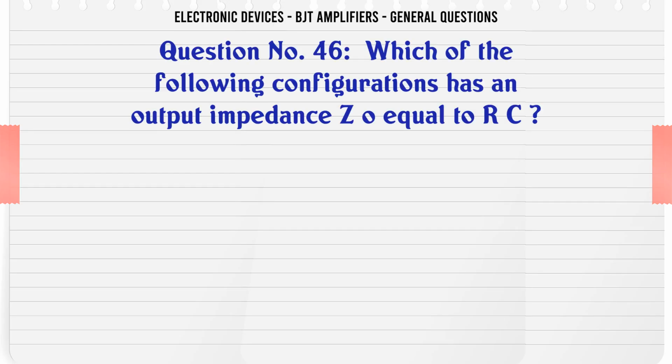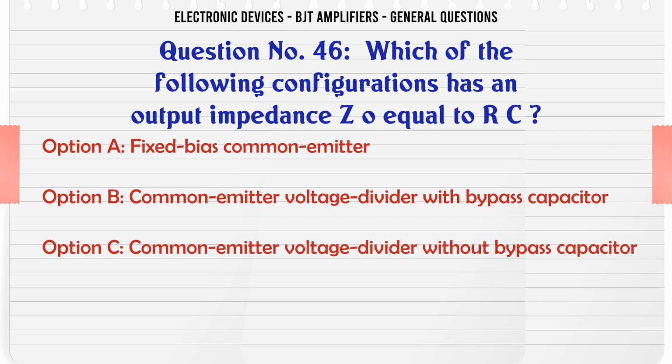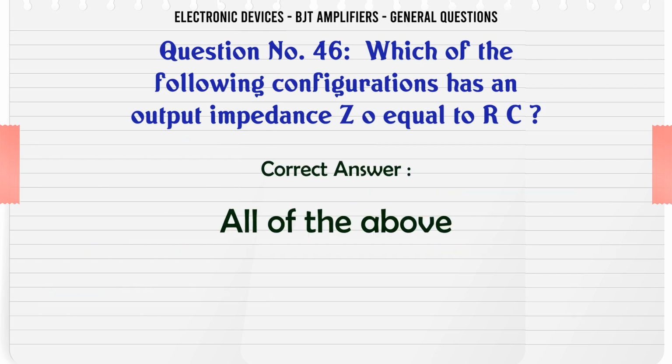Which of the following configurations has an output impedance ZO equal to RC? A. Fixed bias common emitter. B. Common emitter voltage divider with bypass capacitor. C. Common emitter voltage divider without bypass capacitor. D. All of the above. The correct answer is all of the above.